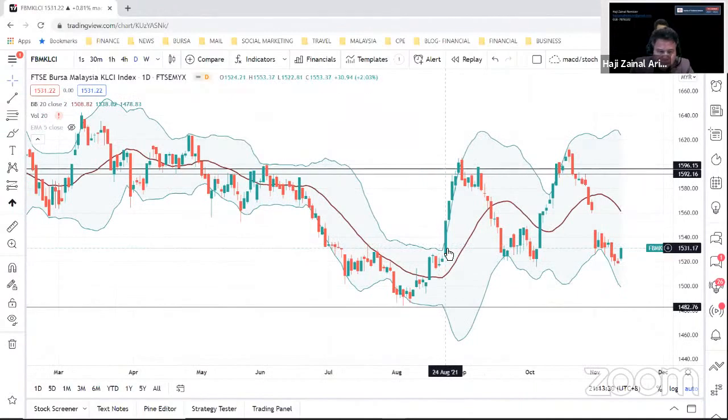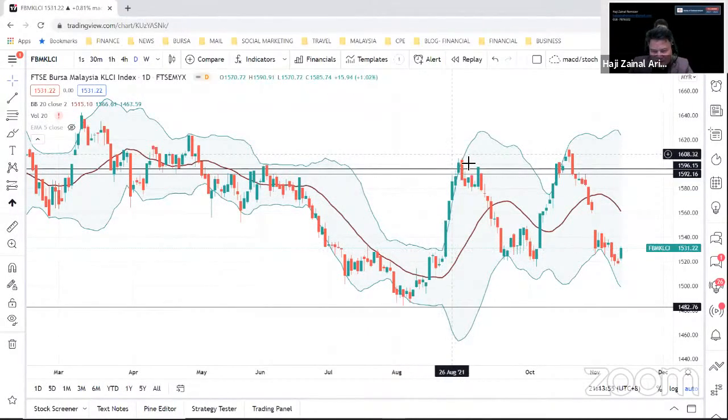Here is where it is overextended. It crossed the line. The first one, contraction. There's a contraction here, and it goes up, breaks the upper band, and it goes up. This is what we call walking with the band, which means that the upper line is broken, so the price will go higher.